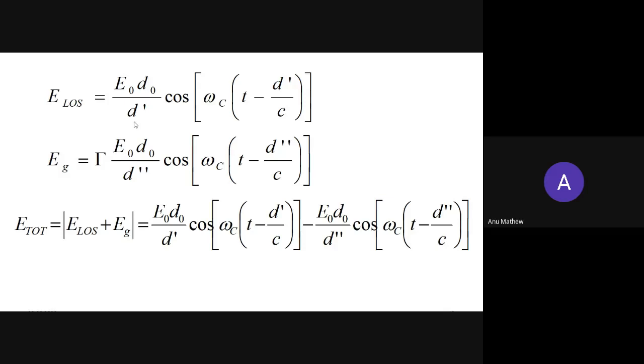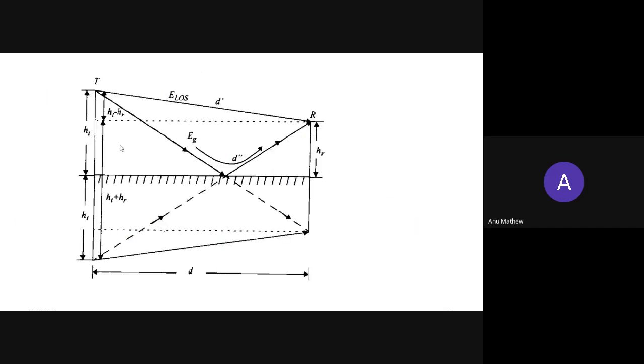Then D dash represents the length of the line of sight propagation path. This is the length of the line of sight propagation path, that is D dash. Okay.